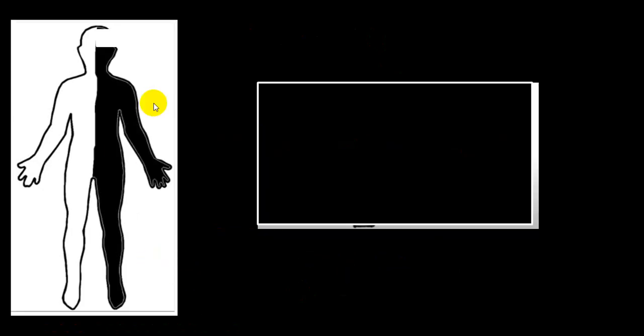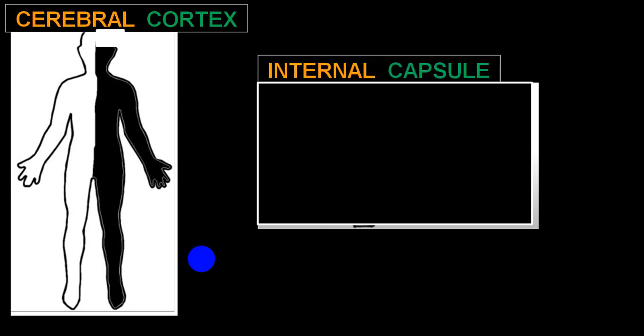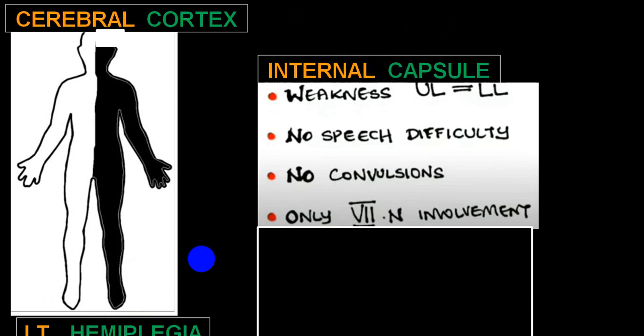Here you can see that the same side, lower half of the face and upper limb and lower limb involved. So this will be classical, what we call as a contralateral hemiplegia. So maybe in a cerebral cortex, less likely to be in a corona radiata, can be in internal capsule. So internal capsule is more likely, and if it is in internal capsule, we'll have both upper limb and lower limb equally involved.